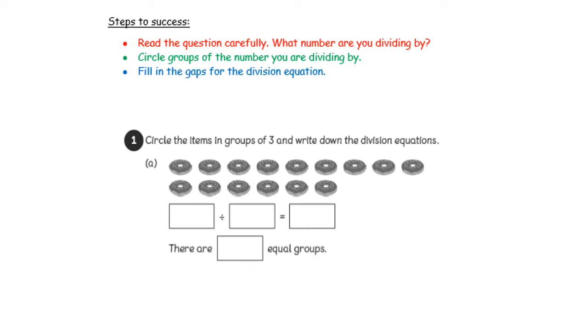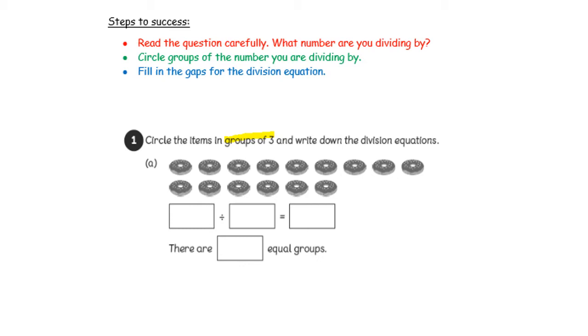It says, read the question carefully. What number are you dividing by? Circle groups of the number you are dividing by and then fill in the gaps for the division equation. So it says circle the items in groups of 3 and write down the division equations. So that means we are dividing by 3 because we're putting them in groups of 3.